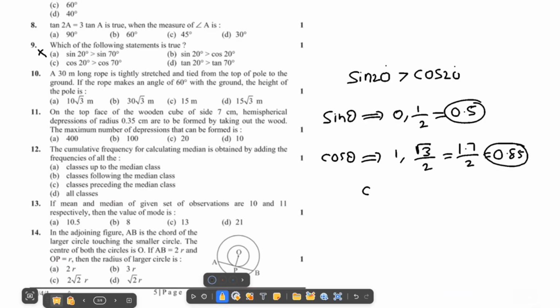definitely this cos 20 degrees will be greater than sin 20 degrees, because here sin 30 degrees is less than cos 30 degrees. So when sin 30 degrees is less than cos 30 degrees, definitely sin 20 degrees will be less than cos 20 degrees. So option B is also wrong.